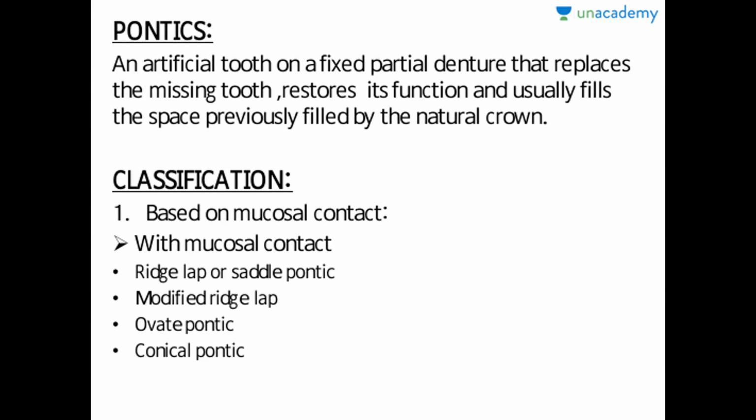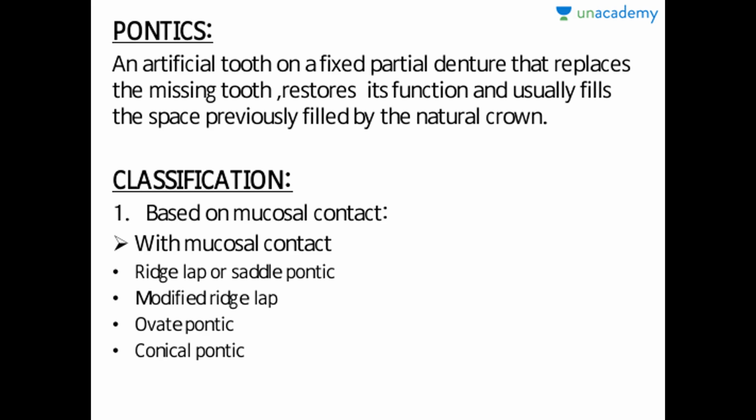Now we come to pontic. The pontic is actually an artificial tooth on a fixed partial denture that replaces the missing tooth, restores its function, and usually fills the space previously filled by the natural crown. In short, the missing tooth that has to be replaced is the pontic. The pontic covers the area of the missing tooth.